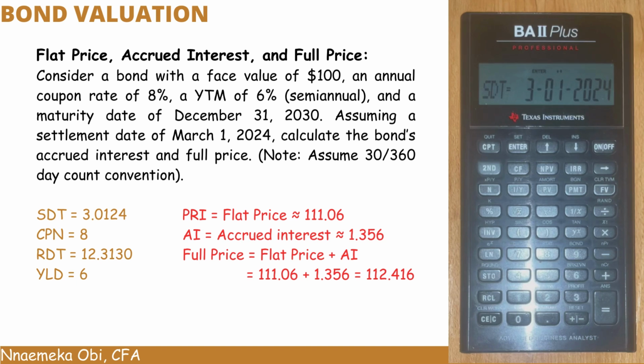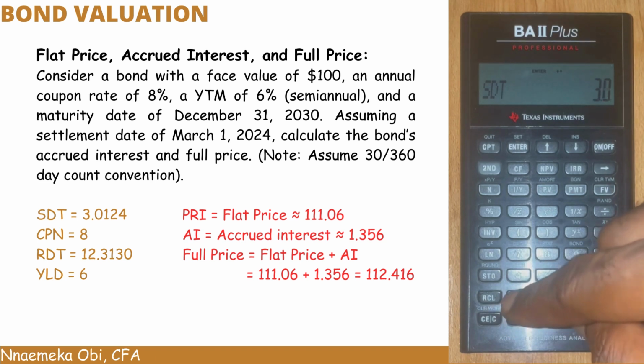Now, the first thing we are going to see is the settlement date. So this is how we are going to input the settlement date. In the question, the settlement date is March 1st, 2024. So we have to input the month first. We are going to press 3. We'll press the dot in the calculator. The next thing we are going to put is the day. Since it's March 1st, we'll press 0, 1.